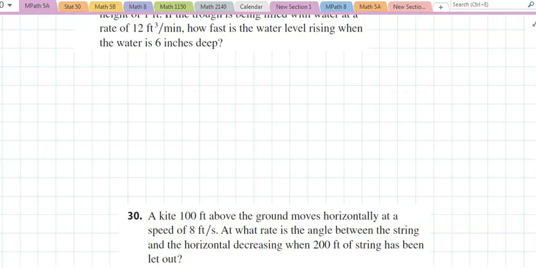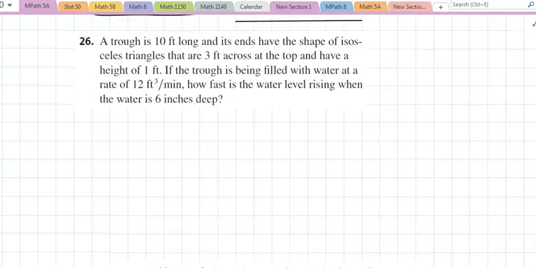If I move to the next problem, a trough 10 feet long and its ends have the shape of an isosceles triangle 3 feet across. Okay, so something like this.